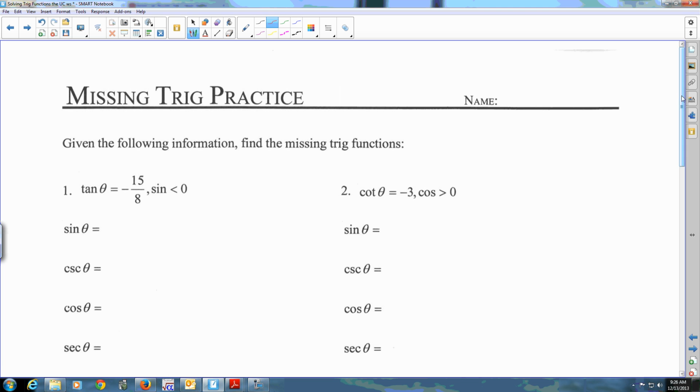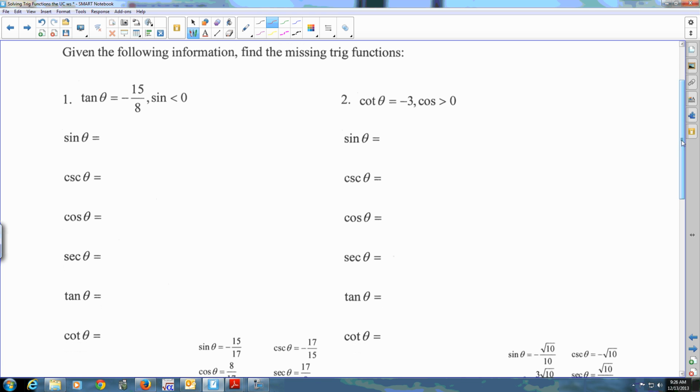I'll do this first one for you guys. This is actually what your homework's going to be, is this sheet. Now, tangent, the first thing that I would recommend that you guys do is find your x, your y, and your radius. And you're going to use the Pythagorean theorem to do it.